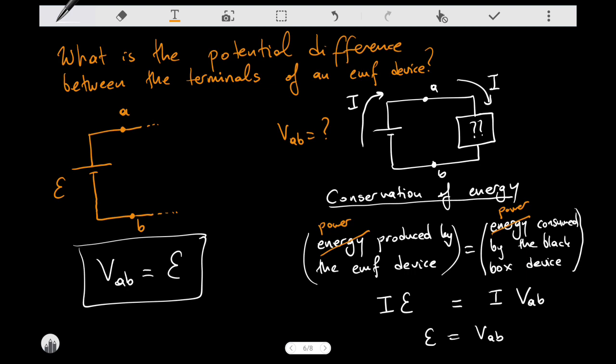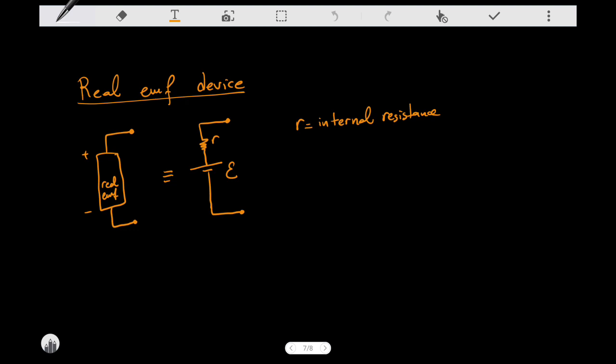So this is actually a very simple matter to show that the EMF device maintains a constant potential difference across its terminals, but the energy production property of the EMF device is more fundamental than this. And then we have real EMF devices. What we have described up to now is just an ideal EMF device. In the case of a real EMF device, there's always an internal resistance which is connected in series to the EMF device.